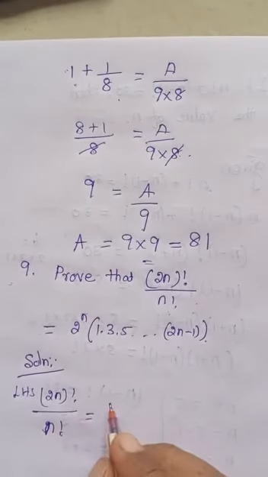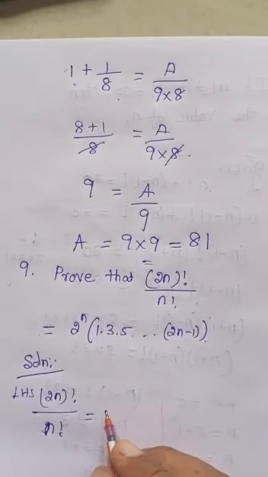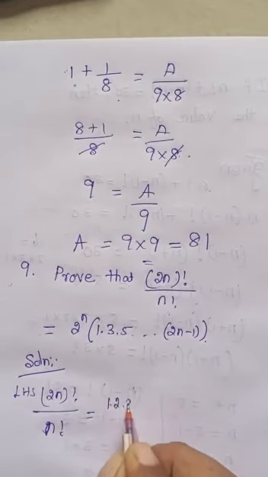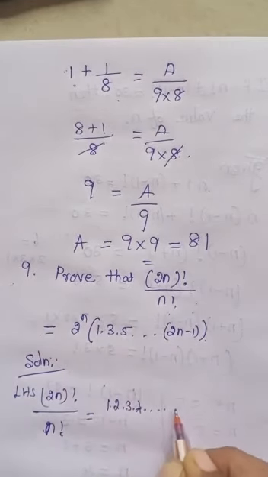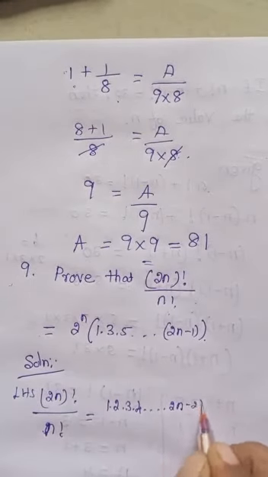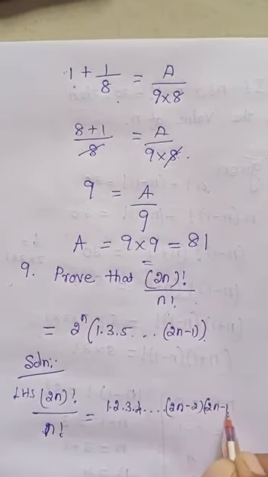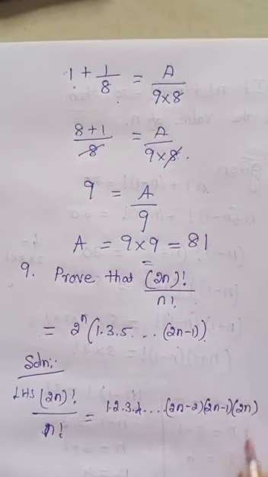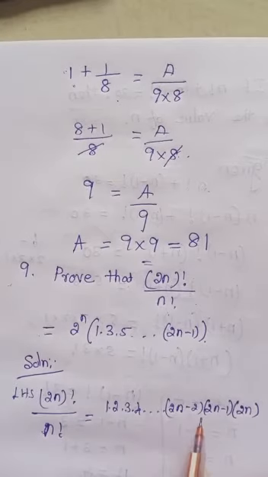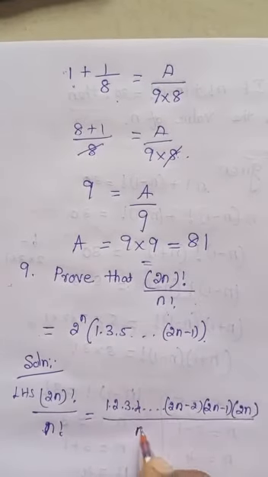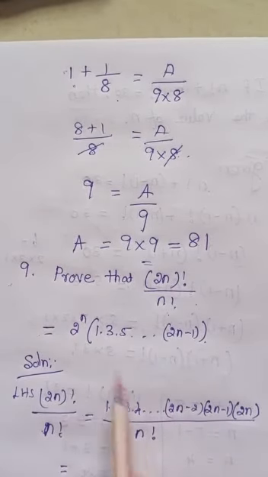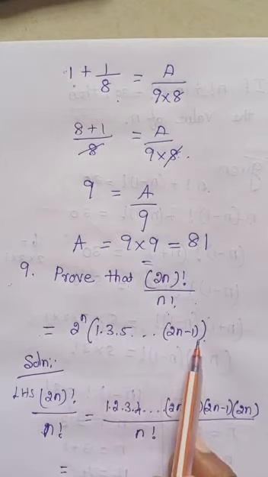2n factorial, how can we write? n factorial means 1 into 2 into etc. up to n, isn't it? 2n factorial means 1 into 2 into 3 into 4 into etc. 2n minus 2 into 2n minus 1 into 2n. It should end with 2n, the previous one is 2n minus 1, and the one before that is 2n minus 2. Divided by n factorial.